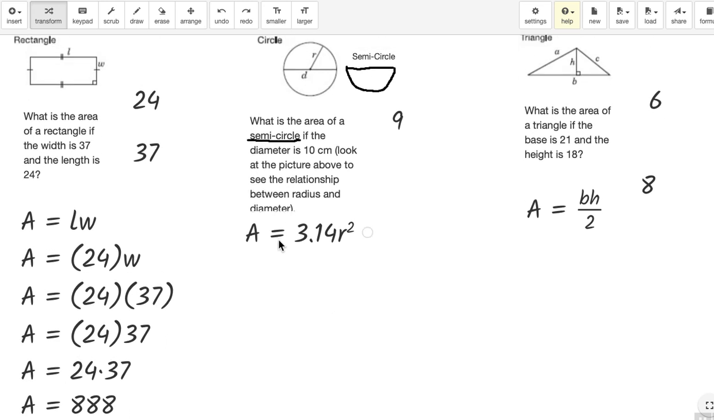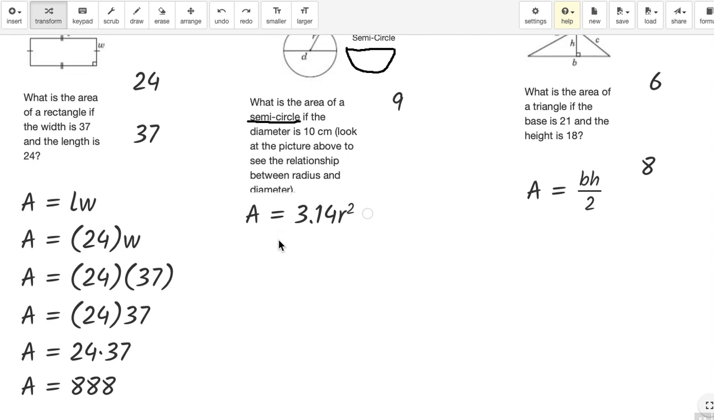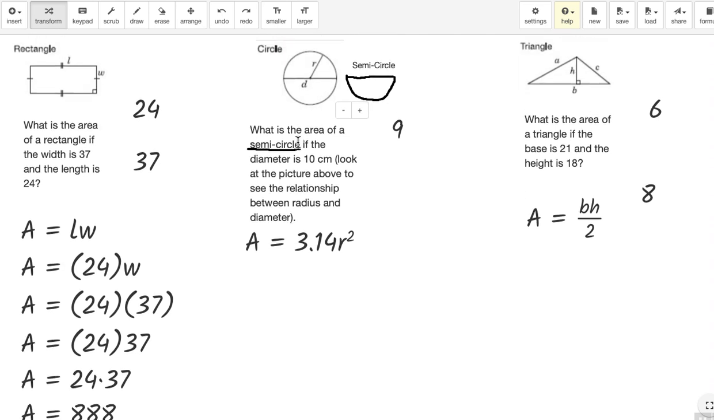Now, one thing I want to show you is what you need to do if you need to adjust your answer at the very end. So we've got a formula here for the area of a whole circle, right? A full circle is 3.14 r squared, or pi r squared. But this question says, what is the area of a semicircle? Well, a semicircle is only a half circle. So what would you divide by to take the area of a full circle and put it into a semicircle?